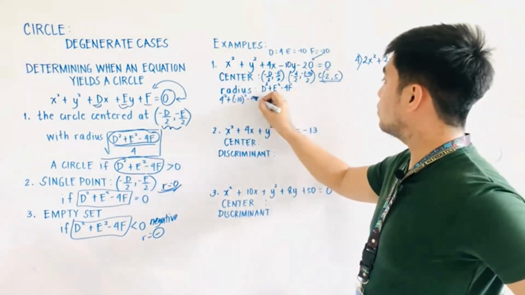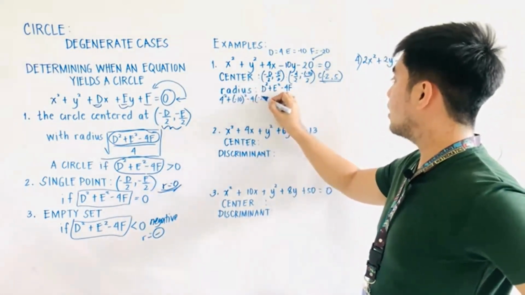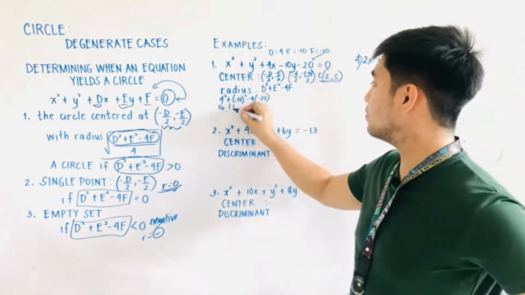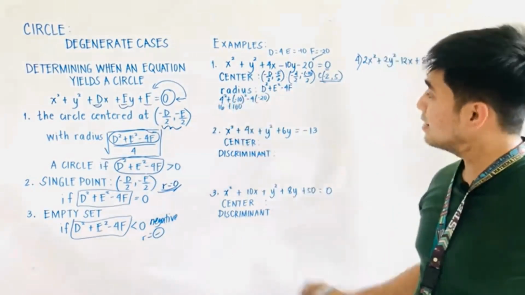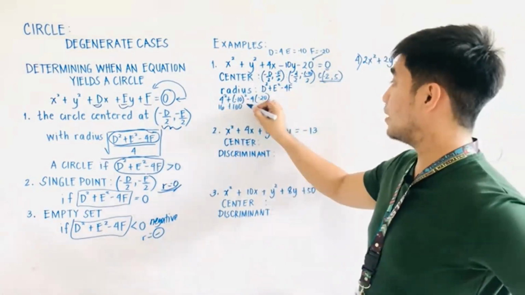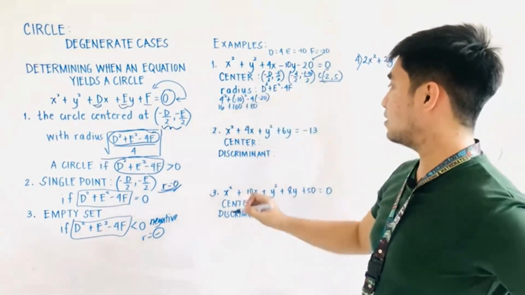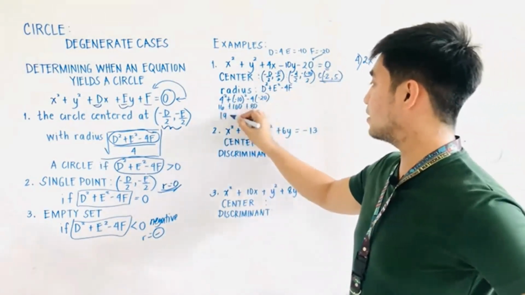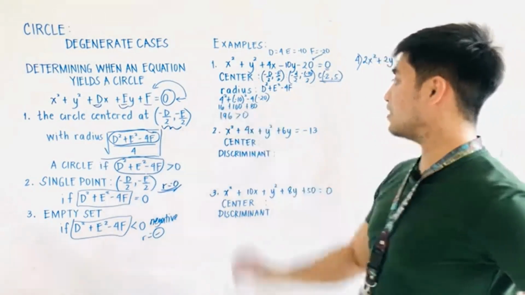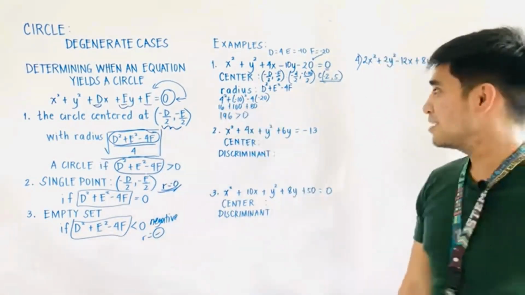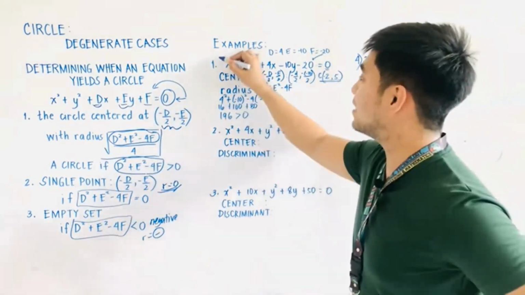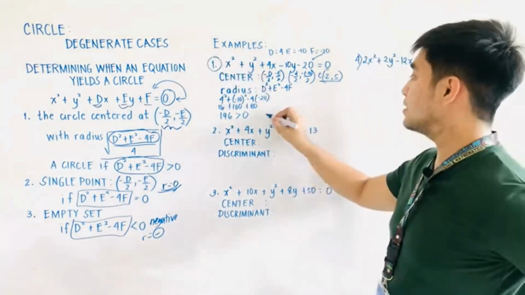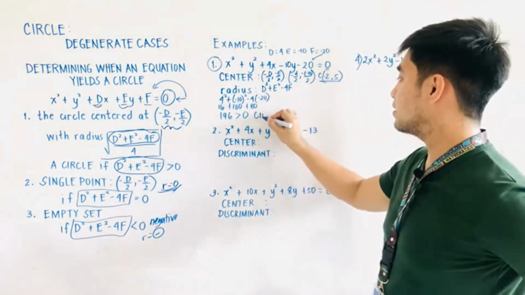4f, that is negative 4 times negative 20. Therefore, this is now equal to 16. Negative 10 squared is 100. Negative 4 times negative 20, that is positive 80. 16 plus 100 plus 80 will give us an answer of 196. And 196 is greater than 0. Therefore, we could say that this is really a circle. So for the first example, this is a circle.